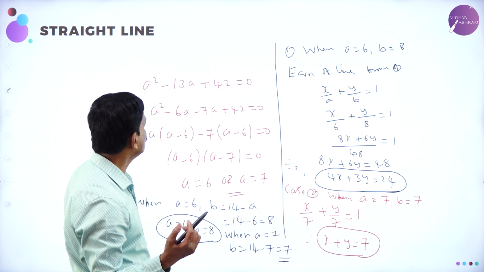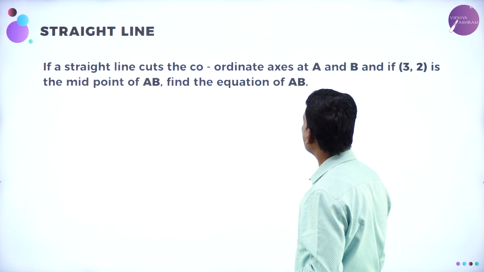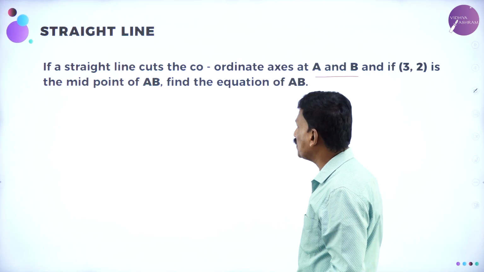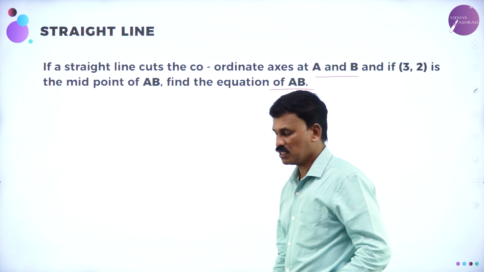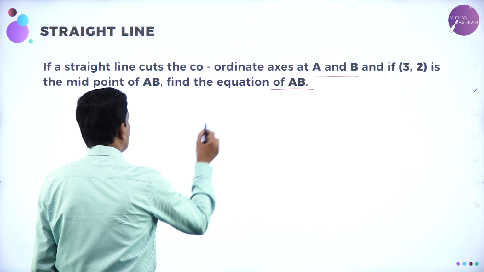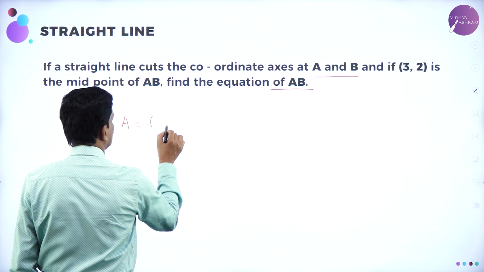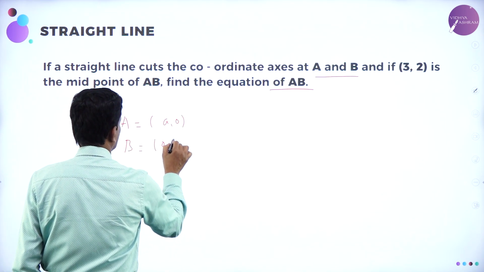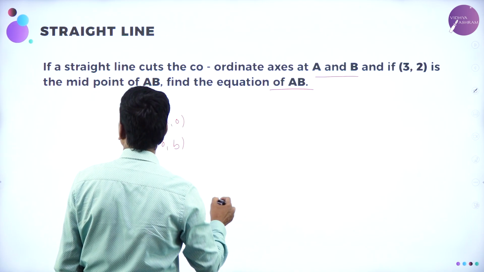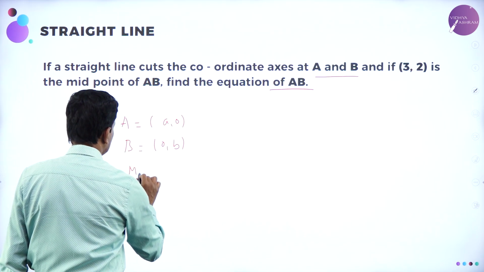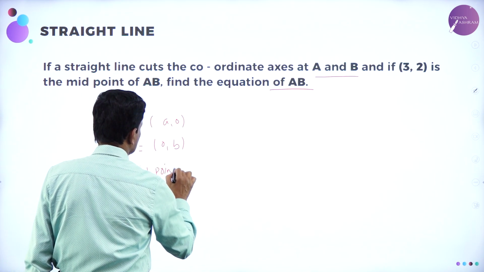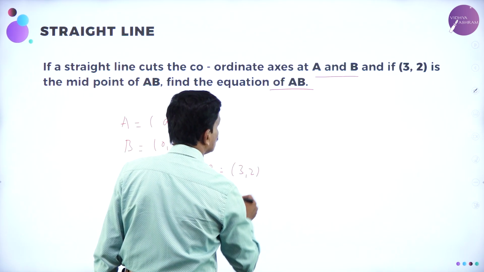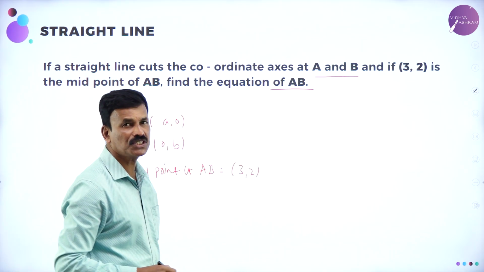Now move on to the next problem. What is the next problem? If a straight line cuts the coordinate axis at A and B, and if (3, 2) is the midpoint of AB, find the equation of AB. Now here, if a straight line cuts the coordinate axis at A, the coordinates of A are (A, 0), and the coordinates of B are (0, B). The midpoint of AB is given as (3, 2). Then find the equation of the line AB.